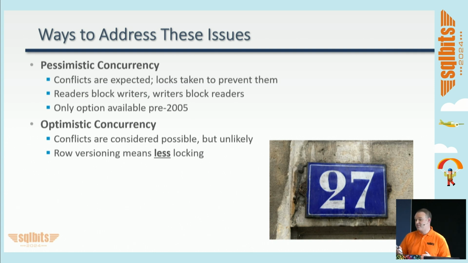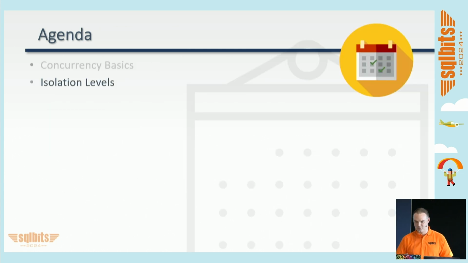But in 2005, they released optimistic concurrency, and this is where we're being a bit more optimistic, and we're saying conflicts may still be possible, but we don't think they're that likely, so we're going to use less locking. I am not saying there is no locking. There is still some locking that goes on with optimistic concurrency, but the idea is we're going to use less locking, and we're going to use something called the version store to try to resolve that. And again, we'll see this when we get to the demos. So with that, we're done with the education part of this, and we're actually going to dive into isolation levels.